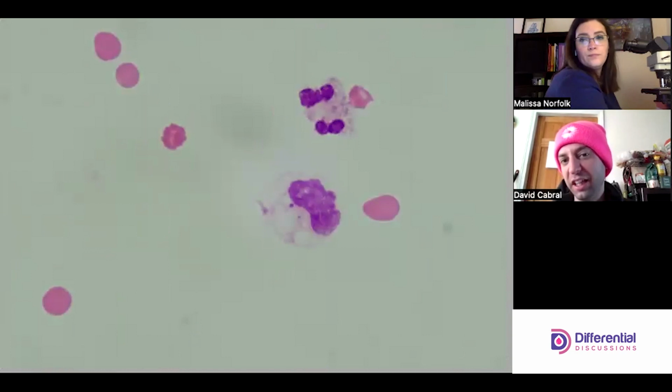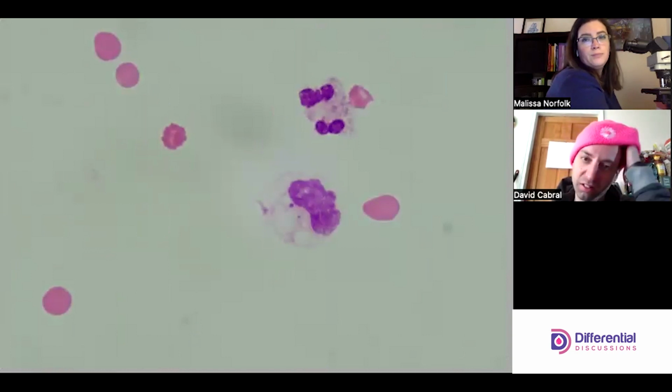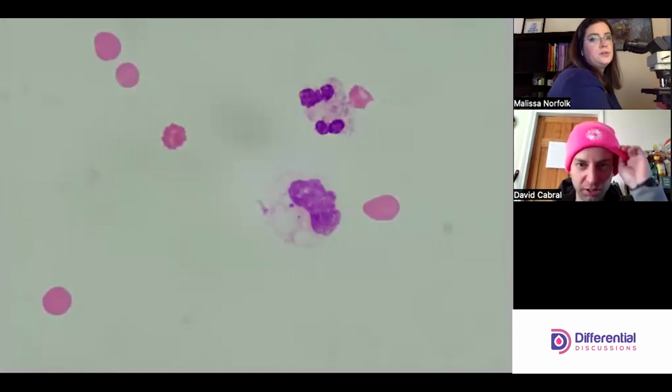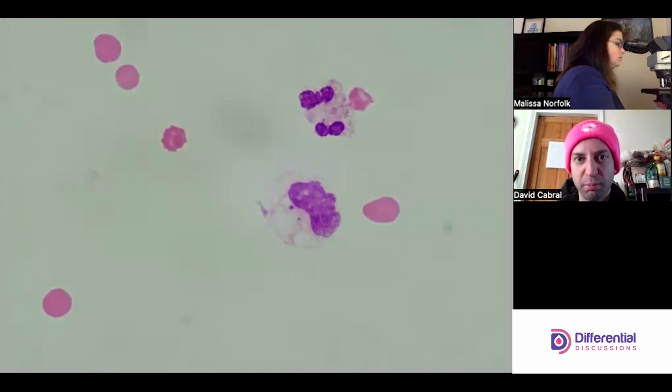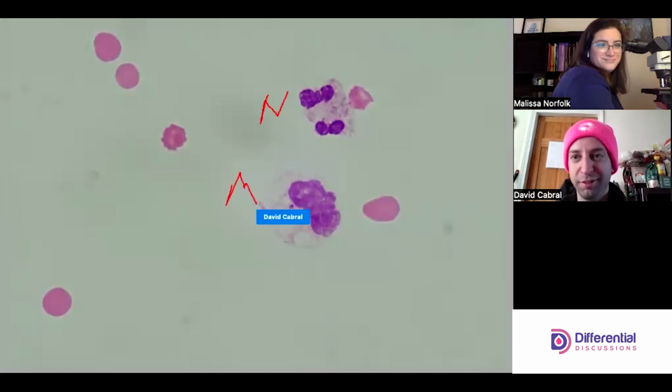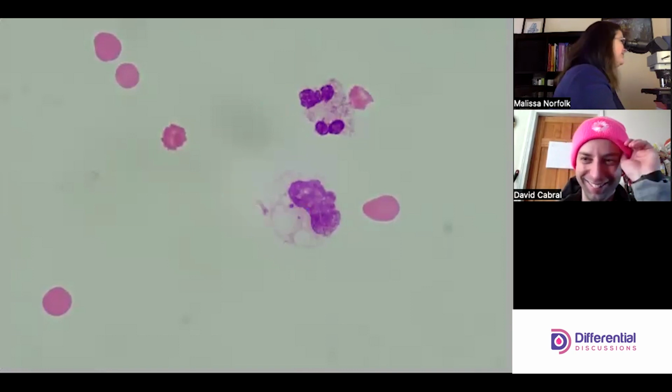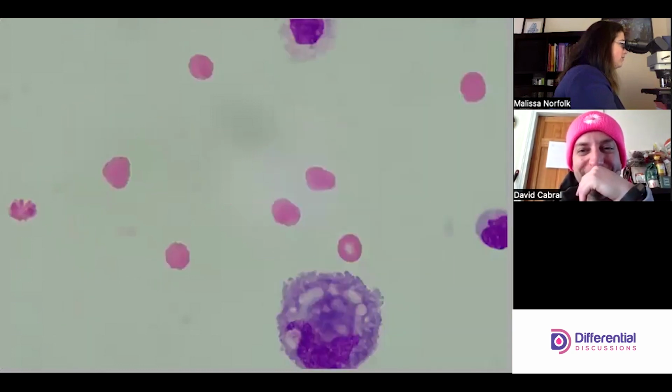Overall, pretty clean body fluid so far. Yep. Another neutrophil and macrophage. So you've got a neutrophil up top and a macrophage. That's an M. I think we're doing pretty good if the worst thing is our handwriting.